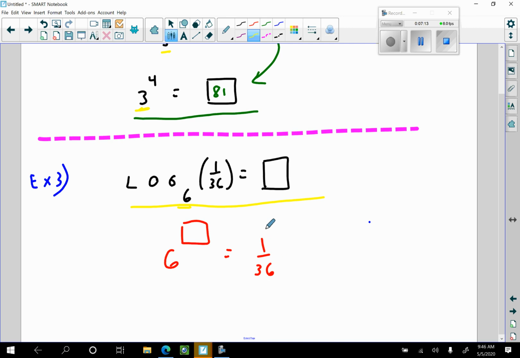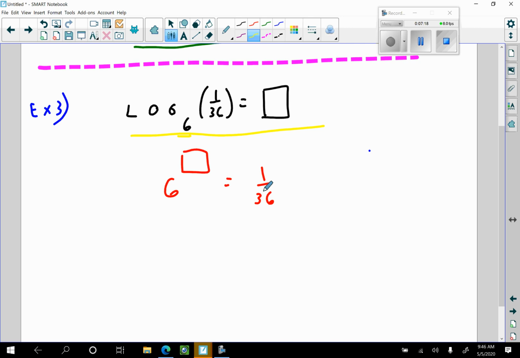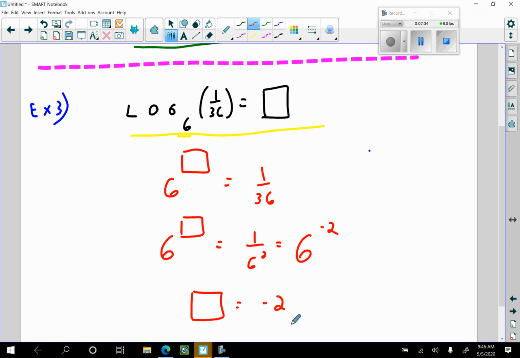Oh, well, now I'm back to a problem from yesterday's video. And what is 36? Well, 1 over 36 is 1 over 6 squared, which is equal to 6 to the negative 2. Hey, what's box? Box, then, is equal to negative 2. So log base 6 of 1 over 36 is equal to negative 2, because 6 to the negative 2 is 1 over 36.